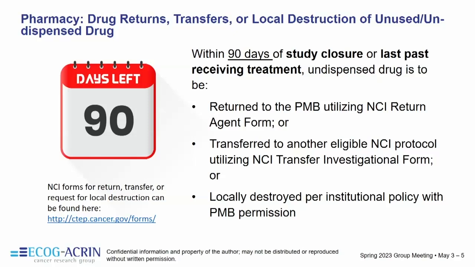So when the drug closes, you can be returning the agent to the PMB utilizing the NCI return agent form. This is primarily what you're going to do. It could be transferred to another eligible NCI protocol within your group. This could be transferred between different investigators, but just make sure you're sending that form out to the PMB and you're getting authorization for the transfer, and you're not making the transfer preemptively prior to receiving that authorization. And then occasionally, drug can be locally destroyed per institutional policy with PMB permission.